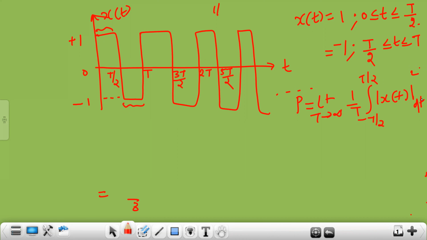Now, how can you modify the limits of this integral? How are we going to modify the limits of this integral according to the question?